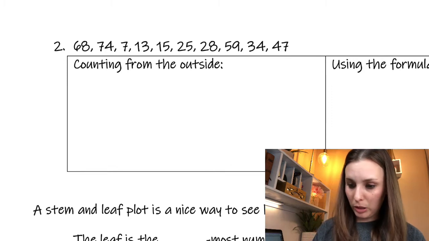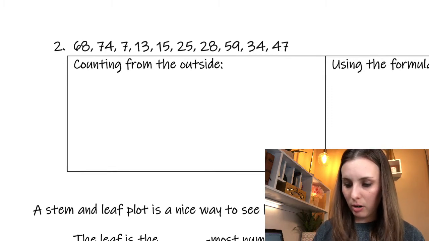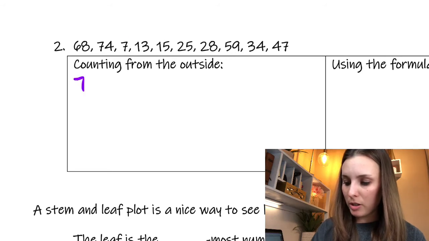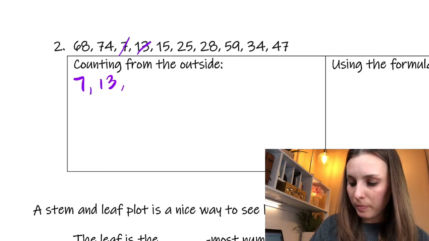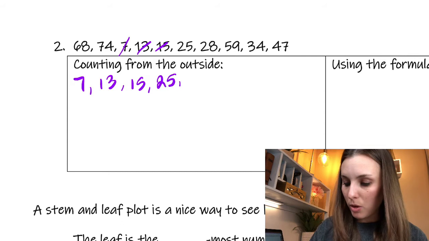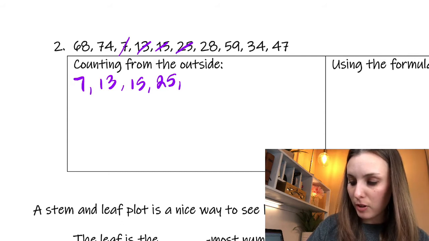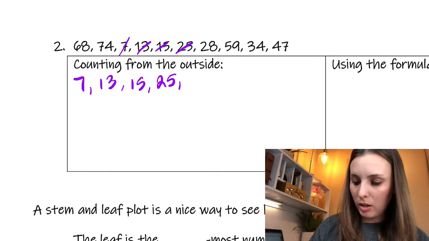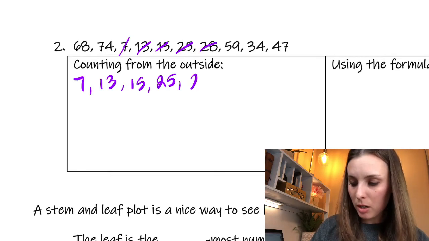Wow, we have some really spread out data here. 68, 74, 7. That looks like the smallest. 13 looks like the next. 15 looks like the next. 25. I always like when I have students with me because they can check. They'll say, no, Miss Brown, that's not the next number. You missed one. Oh, thanks.